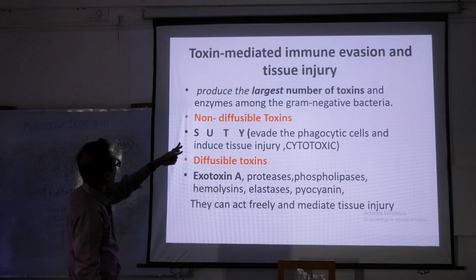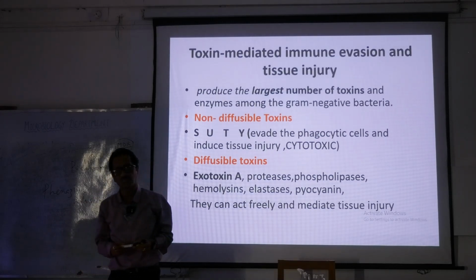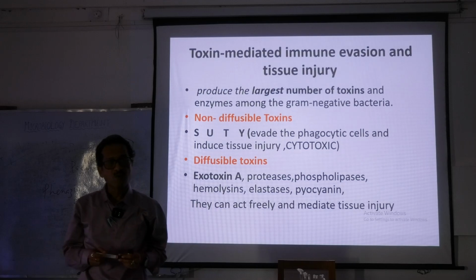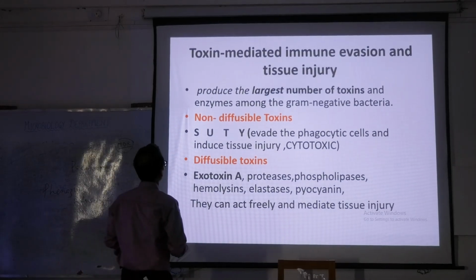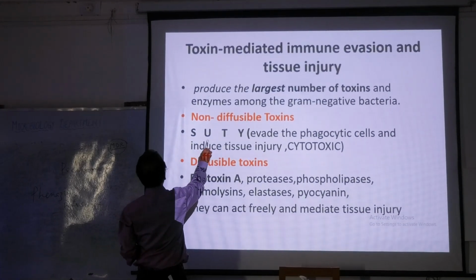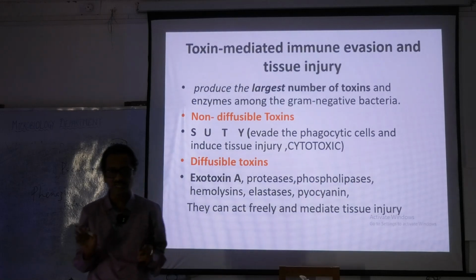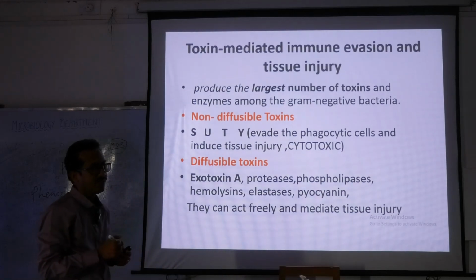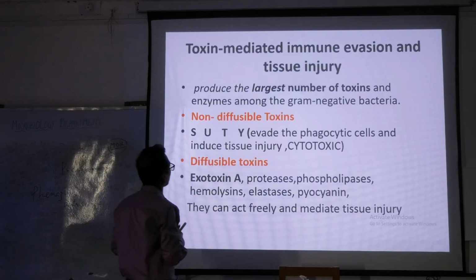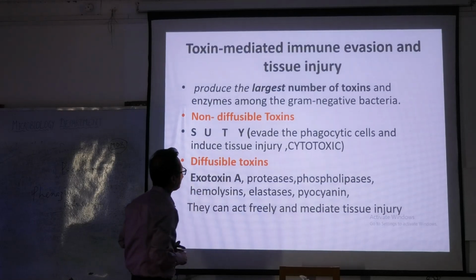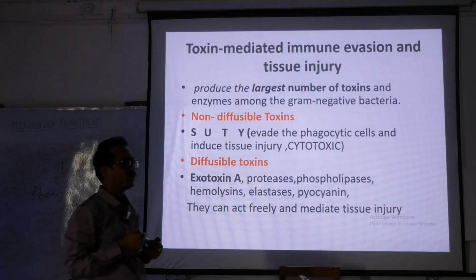Toxin mediated immune evasion and tissue injury. What are the types of toxins Pseudomonas produces? Pseudomonas produces two types of toxin, one diffusible and one non-diffusible. The non-diffusible toxins are S, U, T and Y. SUTY is not a single toxin, it is four different toxins. They evade the phagocytic cells, induce tissue injury, and are cytotoxic to the cell. So they are non-diffusible toxins.